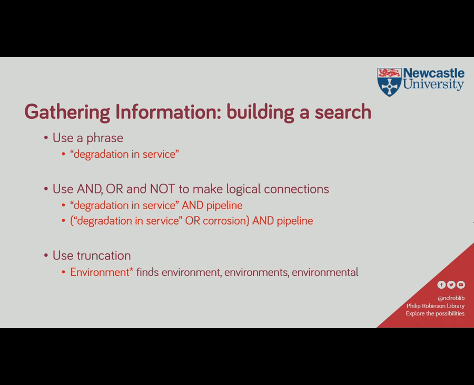At this stage, you need to use what we call Boolean operators. You might have heard those before: and, or, not, to make logical connections between your keywords. So you might search for degradation and service and pipeline. Or you might have done your keywords and related terms and think, well, it could be corrosion as well. So you can see we've got it in brackets: or corrosion, and pipeline. Lots of advanced search features on the databases and library search do that for you. You don't necessarily have to type in and or or, but it's useful to know what they do and how they broaden or expand your research. And we've already talked a bit about truncation at this point as well.